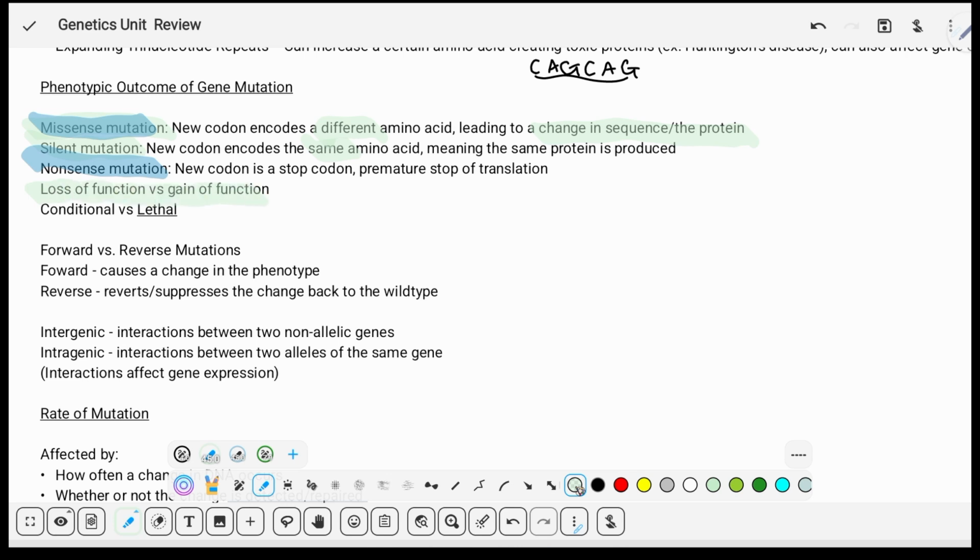There's also the idea of loss of function versus gain of function. So, some mutations can give you more muscle. That's a gain of function. Mutations where you lose muscle, that's a loss of function. That's kind of the general idea. It's pretty self-explanatory. We also have conditional versus lethal. So, some mutations will only show up in certain places, or they won't affect you too much, or it's survivable. Lethal is pretty self-explanatory. It kills you. So yeah.